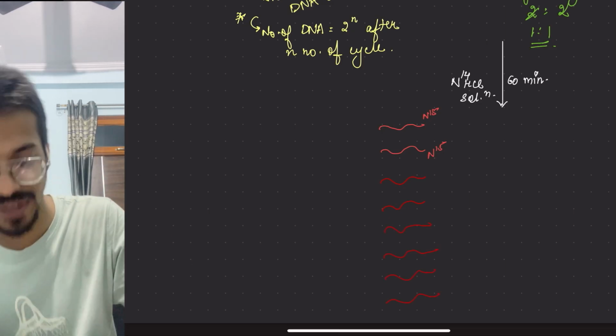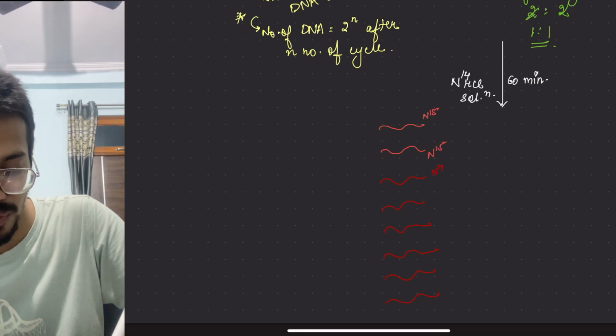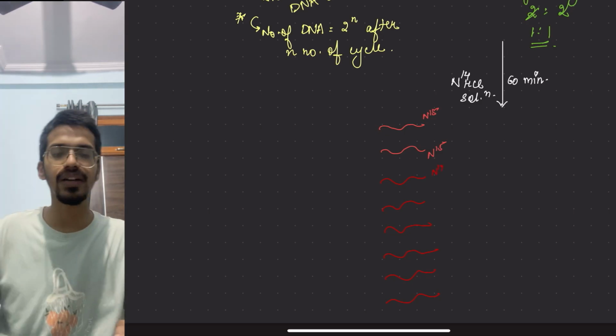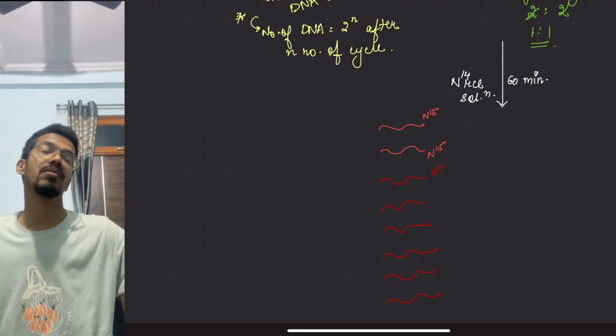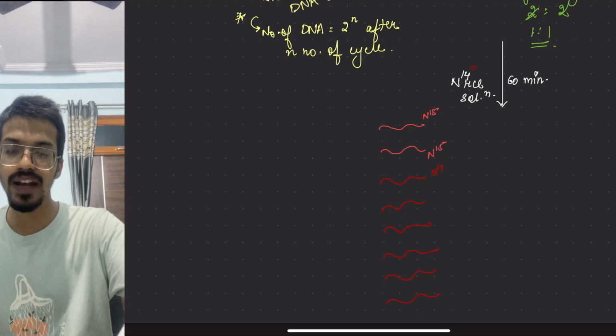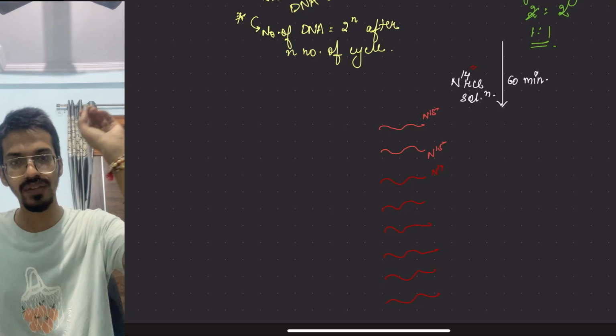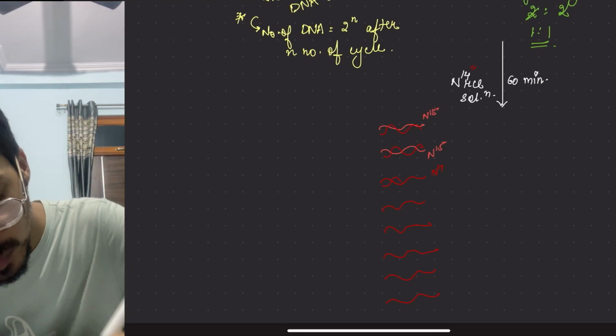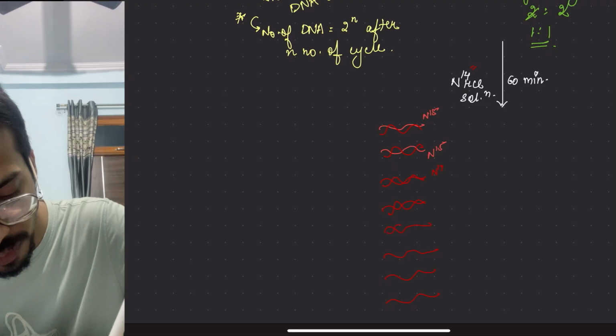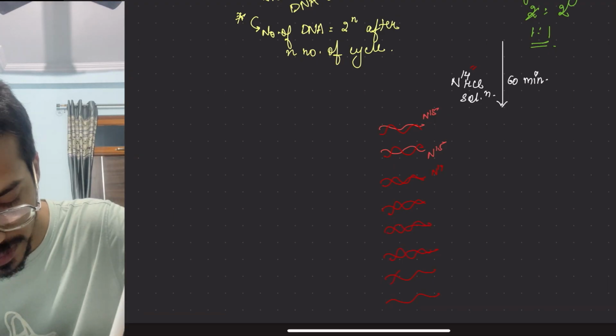So 1, 2, 3, 4, 5, 6. These are N14 strands. So I am just keeping it with the colors. Now just remember the colors. Since the molecule is N14 only, N14 I am showing with the red color only. So I will make the counterpart of it. This is the counter DNA part of it, the second strand that will form with it.